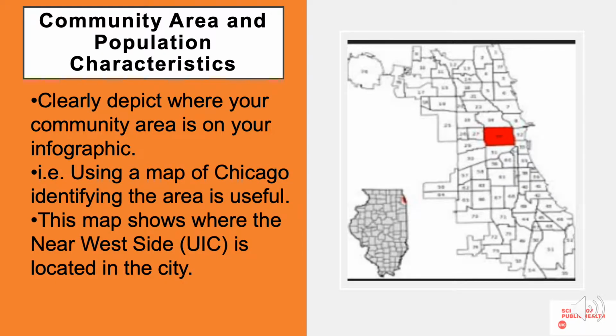A good place to start is by taking a look at the data using some of the resources on the group project site that I referenced before in regard to assets. You're of course welcome to use other sources as well. As exemplified in this Chicago community area map, on your infographic, be sure to clearly show where your community area is located within Chicago. This community area depicted on this map is the near west side, where our School of Public Health is located.